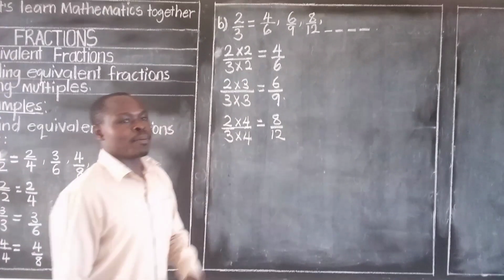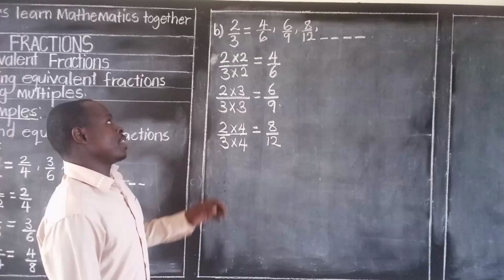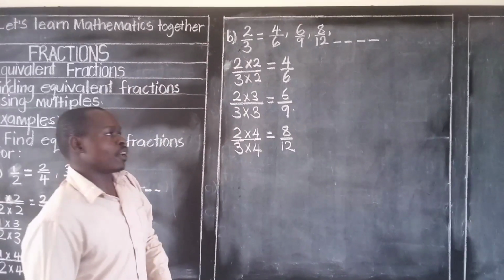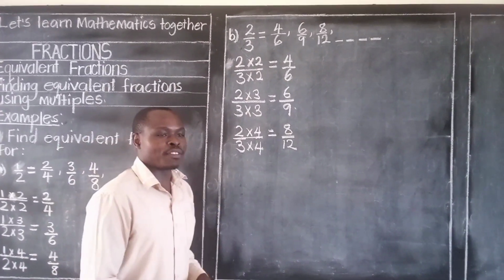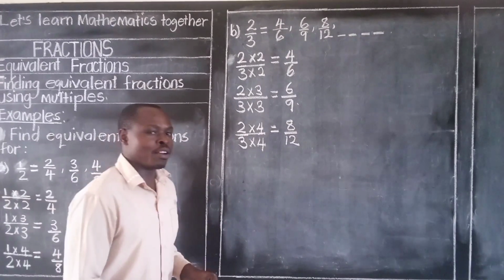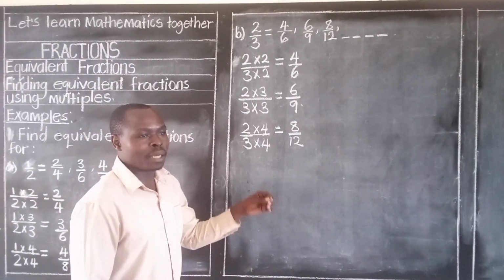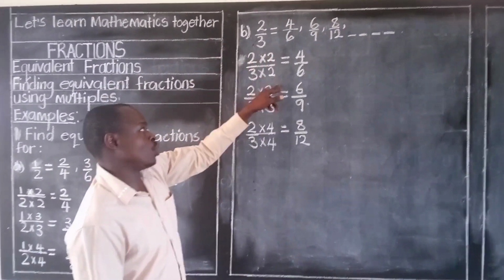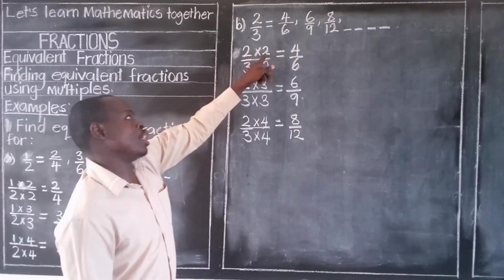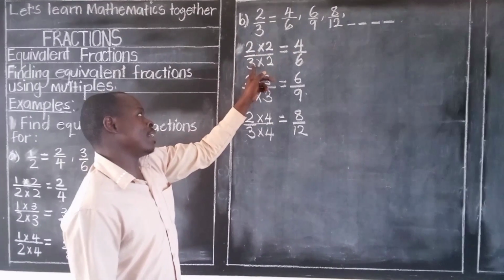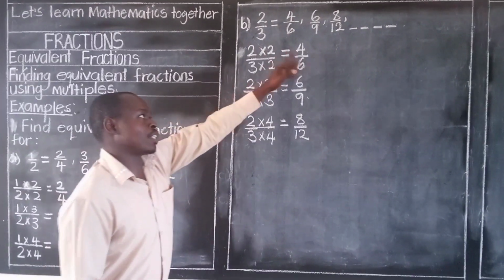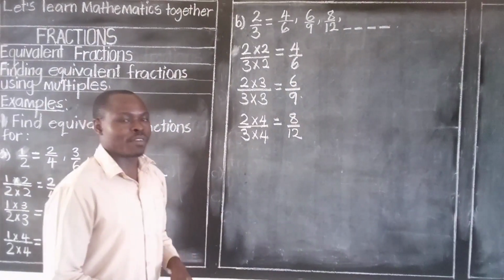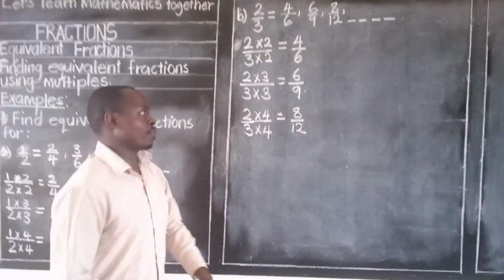Our next example is finding the equivalent fractions to 2 out of 3. Just as we have said, we multiply the numerator and the denominator with the same factor, one at a time. So, we first multiply by 2. 2 out of 3, multiply the numerator by 2 and then the denominator by 2. 2 times 2 gives us 4. 3 times 2 gives us 6. So 4 out of 6 is the first equivalent fraction to 2 out of 3.